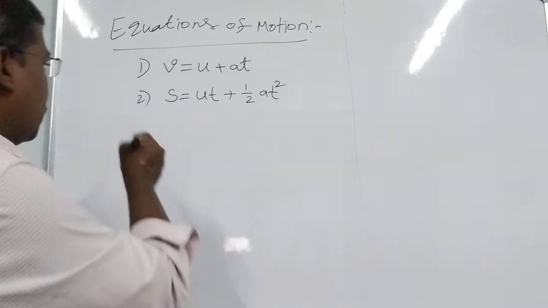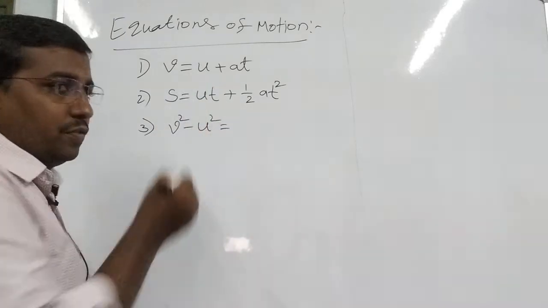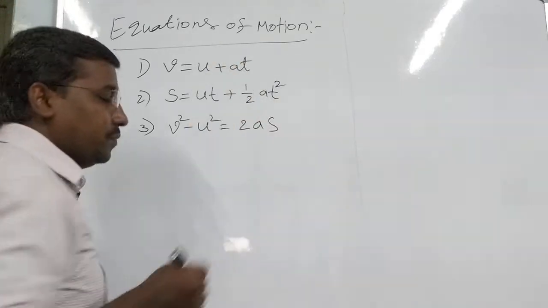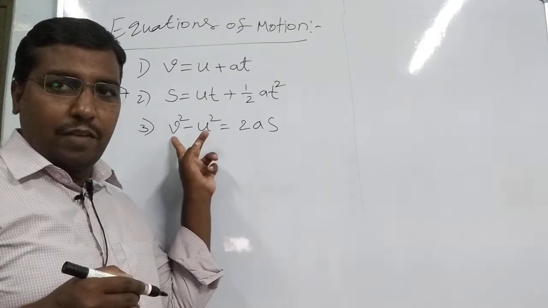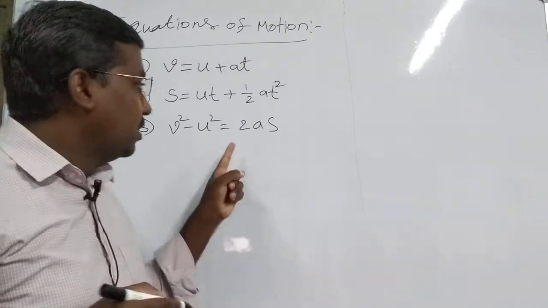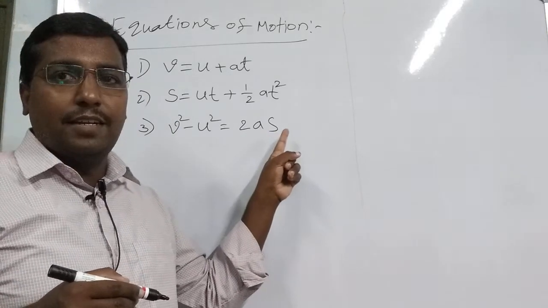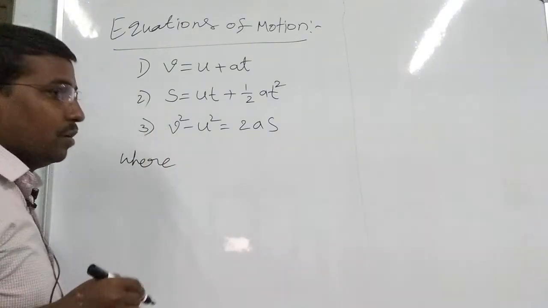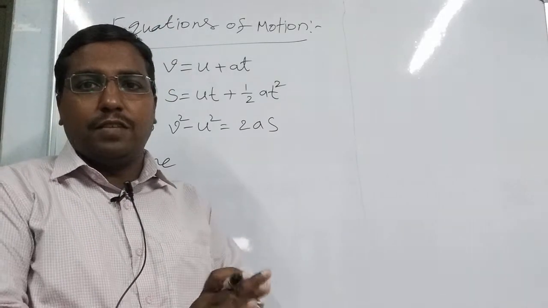Now the third one is v square minus u square equal to 2as. v is the final velocity of the object, u is the initial velocity of the object, a is the acceleration, and s is the displacement. Now let us see what each term represents: what is a, what is s, what is v?